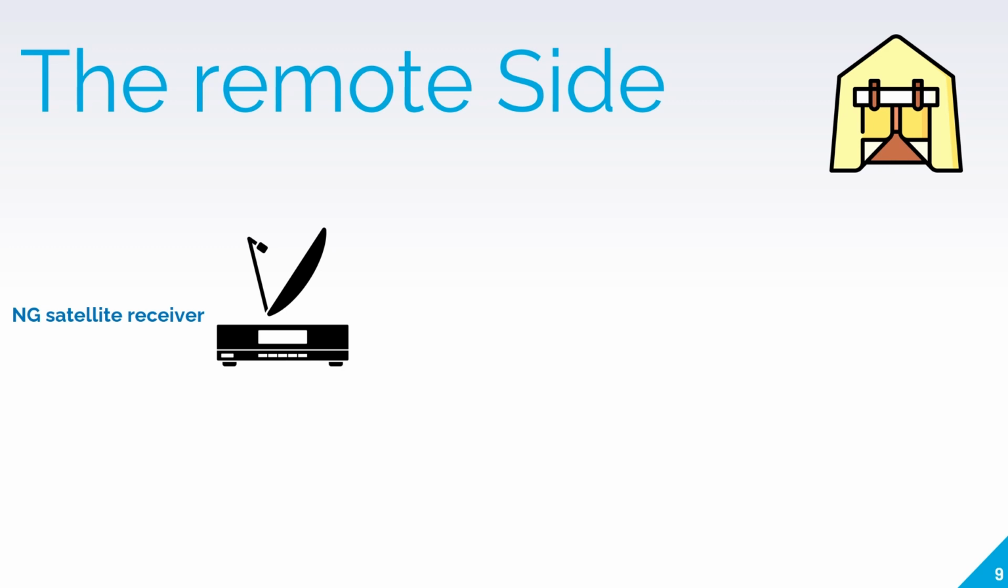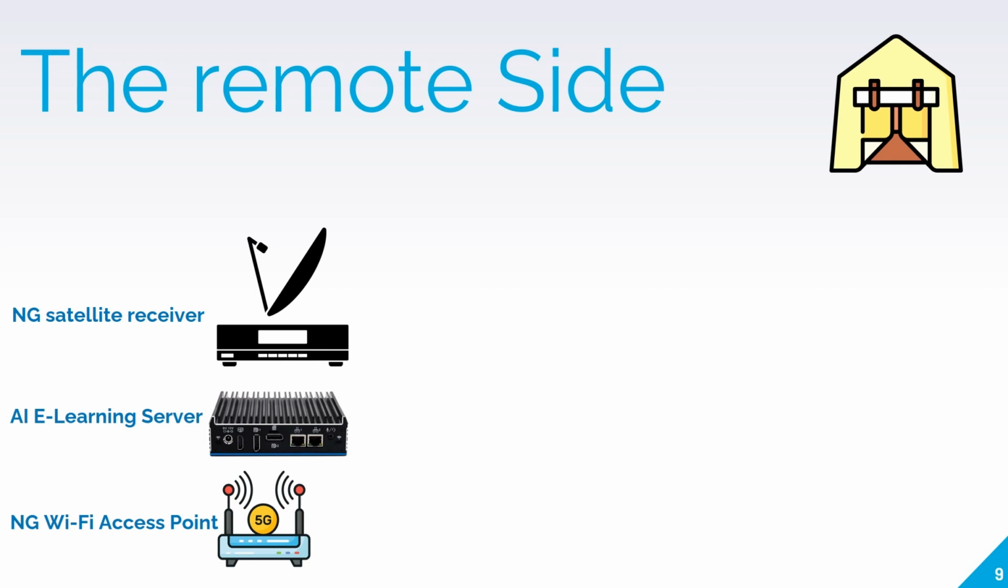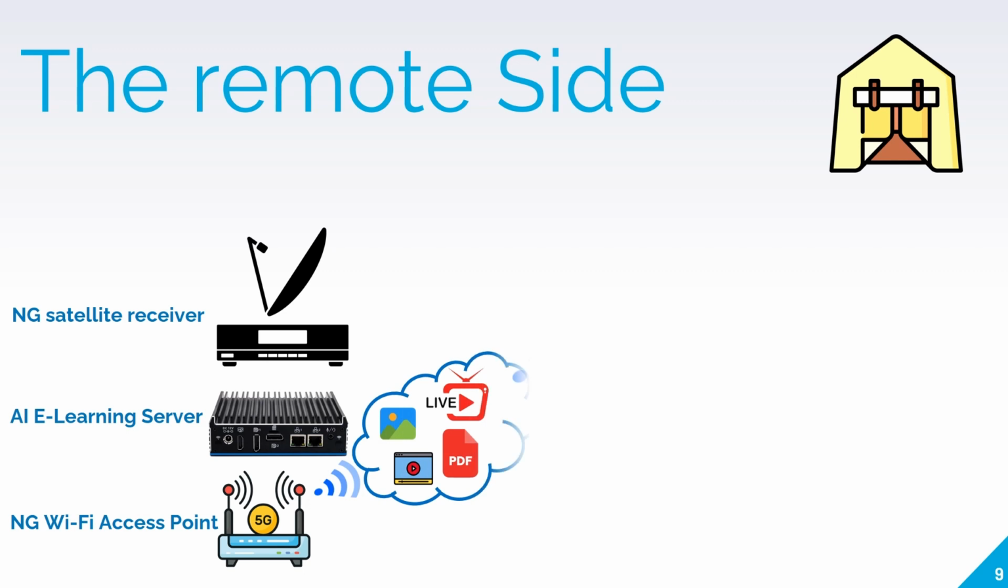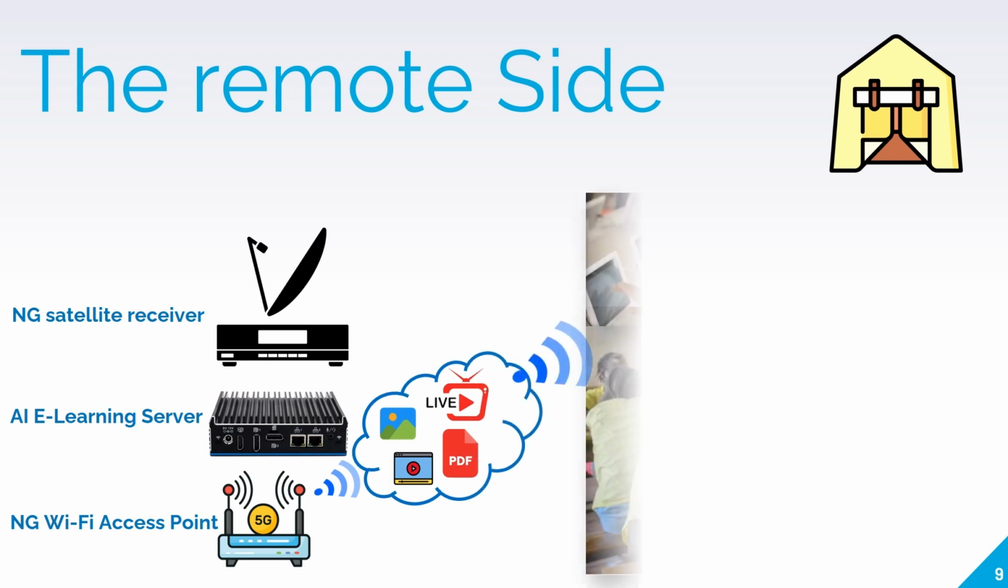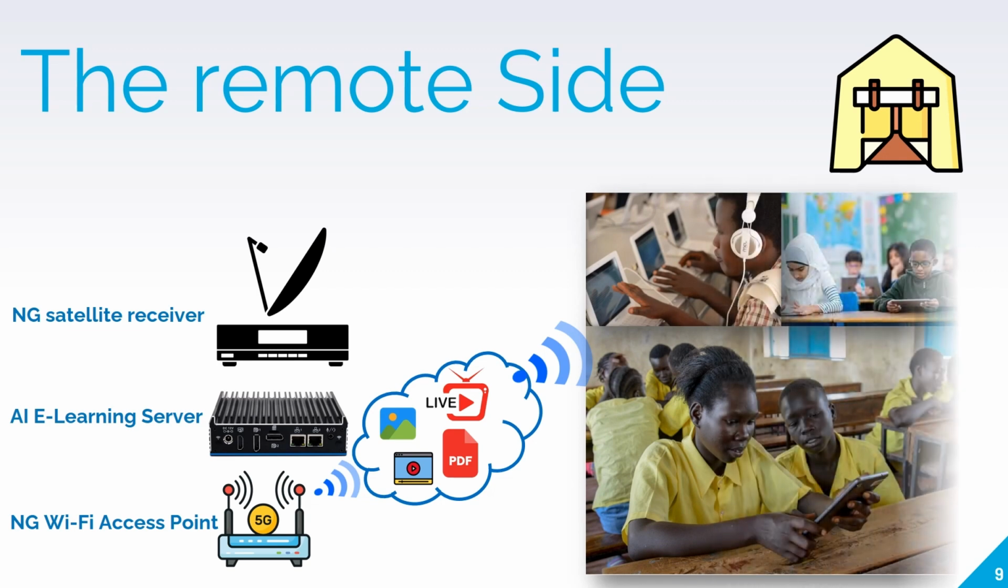Now, as far as the remote part of the solution is concerned, we can say that at each remote site, there is a new generation satellite receiver connected to a small and simple satellite dish, similar to those found in households. Additionally, there is a mini artificial intelligence-powered e-learning server and a Wi-Fi access point installed, as well as smartphones, tablets, laptops, desktops, and any other equipment that can be connected to a wired or wireless local area network and display content for the intended purpose.